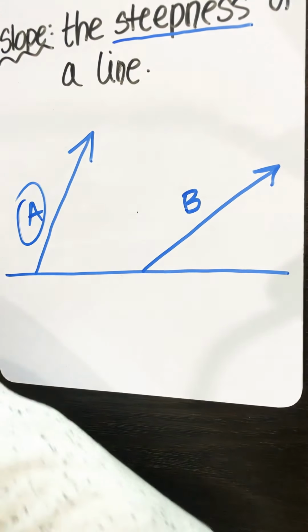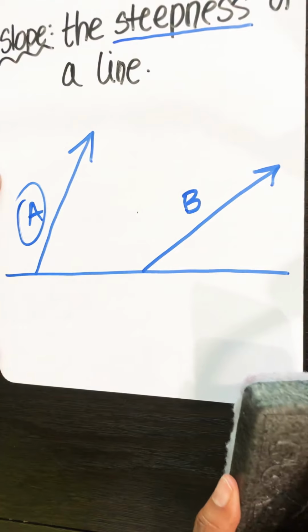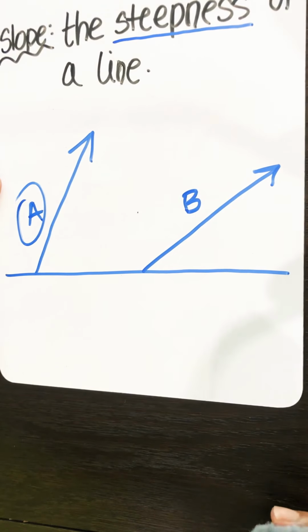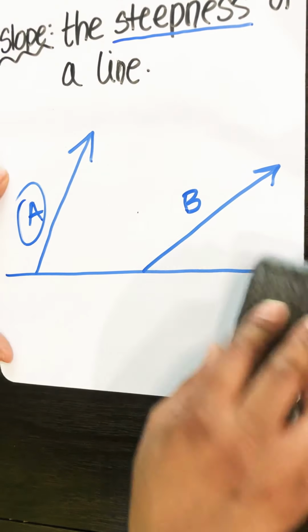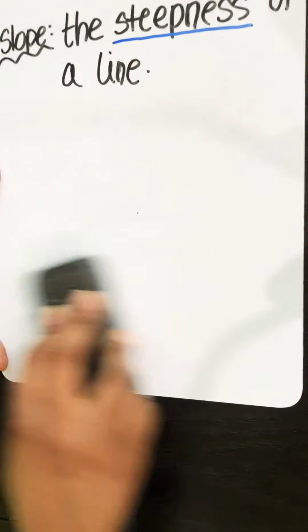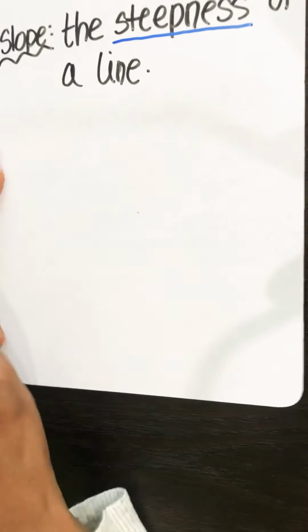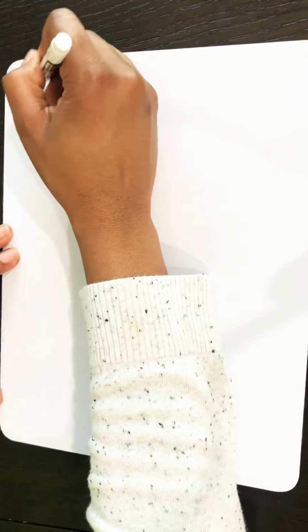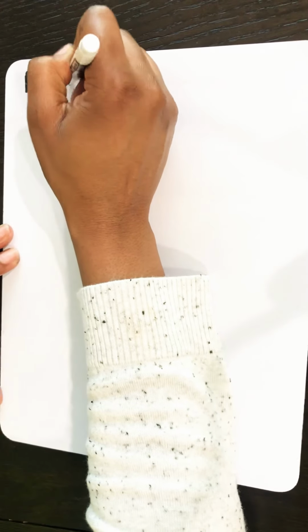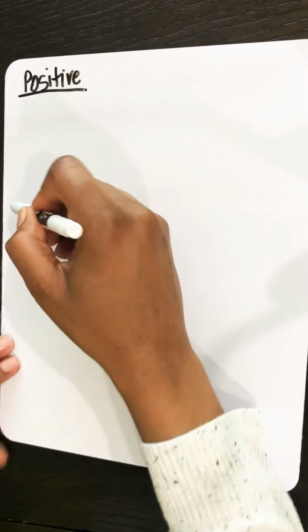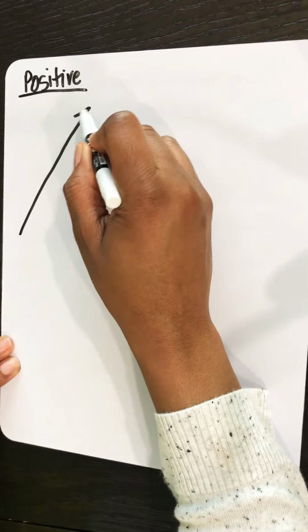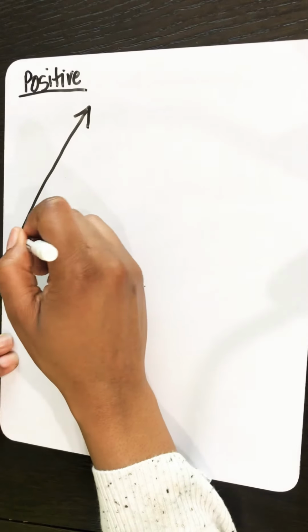So the same thing applies to slope. Slope is just the steepness of a line, how steep it is. The only thing is that we're putting a number to it, okay? And you can actually have four kinds of slopes. You can have a positive slope, okay? A positive slope of a line is demonstrated by a line that is moving upward, okay?